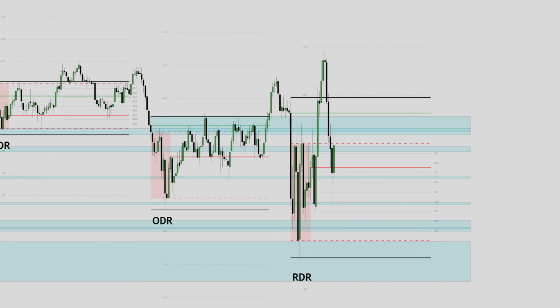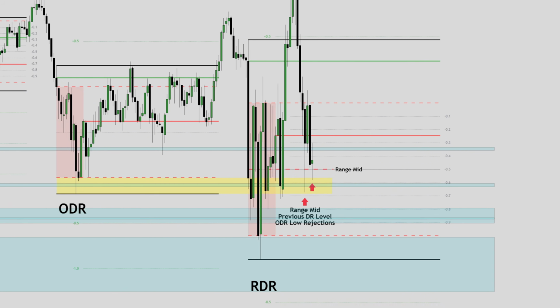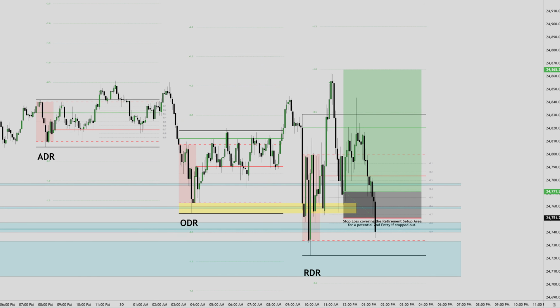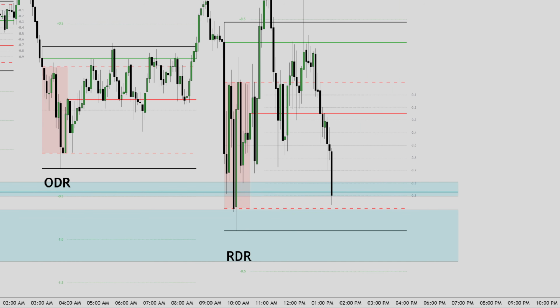Minutes later, price retraces into the range mid, rejecting both the mid and a previous DR session level, also aligning with the current ODR lows. That's your entry. The setup is perfect, but this one gets stopped out, and that's okay. Risk management always comes first. Then the market does what it often does. It offers you a second setup.